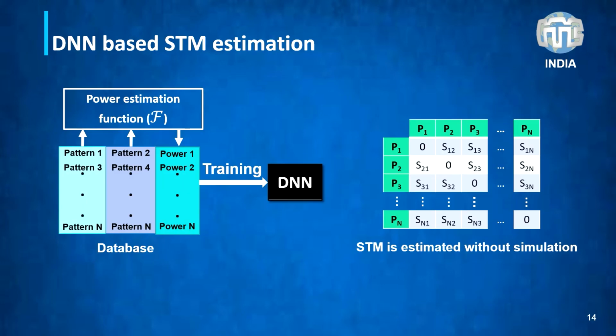So here is the database that we have prepared with the actual power estimation function. So these are the pair of patterns, and for this particular pair of patterns the power is this, and we are using this database to train the DNN. And now I'll ask P2 and P3 to go into the DNN, and the DNN will tell that the power distribution between P2 and P3 is S32, like that.